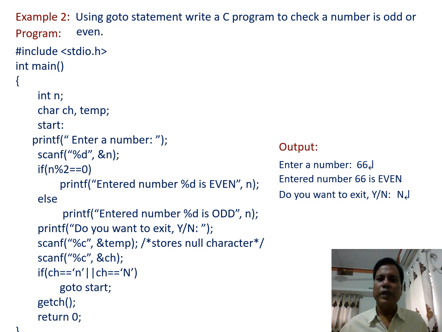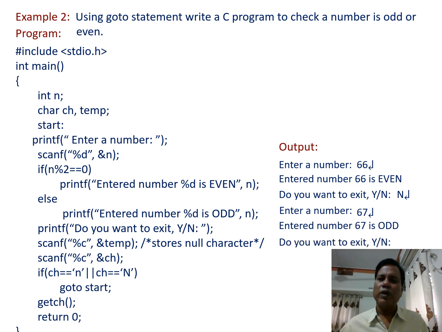If no, then again control goes to the start label and the program is repeated. So here, enter a number. 67 is entered by the user and the message is entered number 67 is odd. So again, do you want to exit? If the user enters y, that is taken, and the program ends.